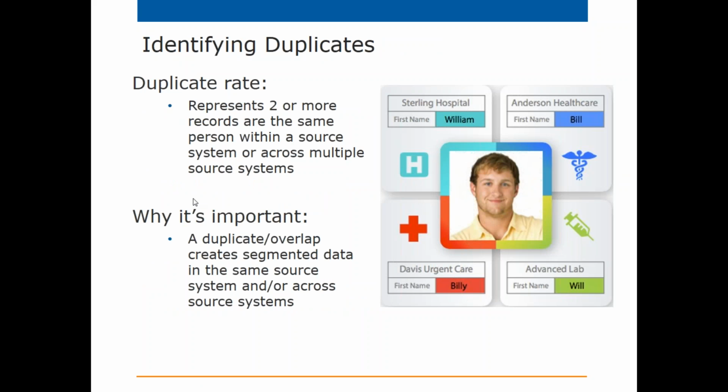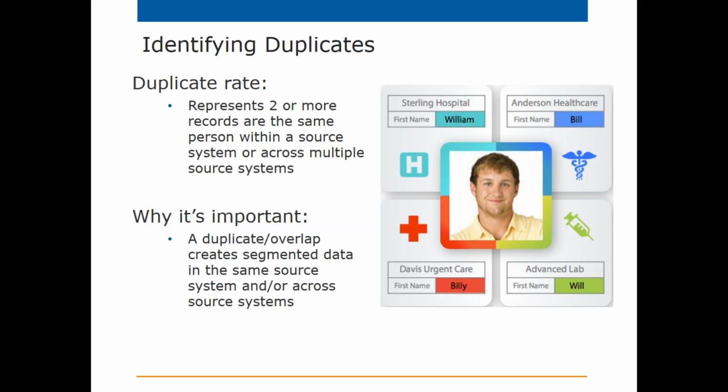So identifying duplicates within your system, a duplicate really represents 2 or more records that are the same person within a source system or across multiple source systems. And so why is that important? A duplicate or overlap when it crosses multiple systems that you may not have control of creates segmented data in the same source or across source systems. So obviously segmented data could be clinical data other than patient demographics.